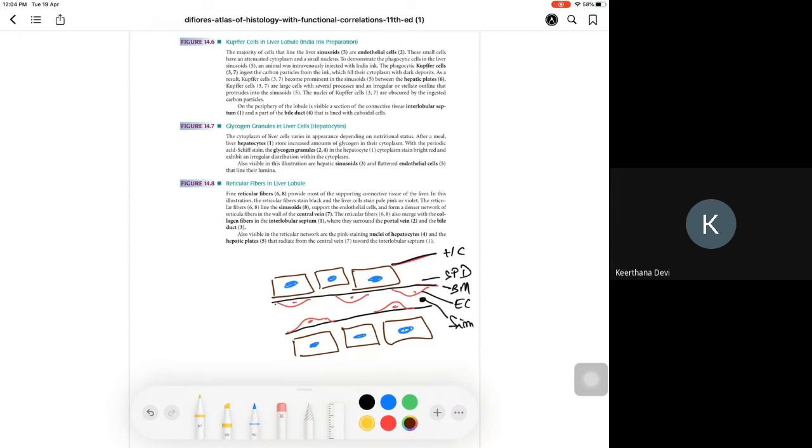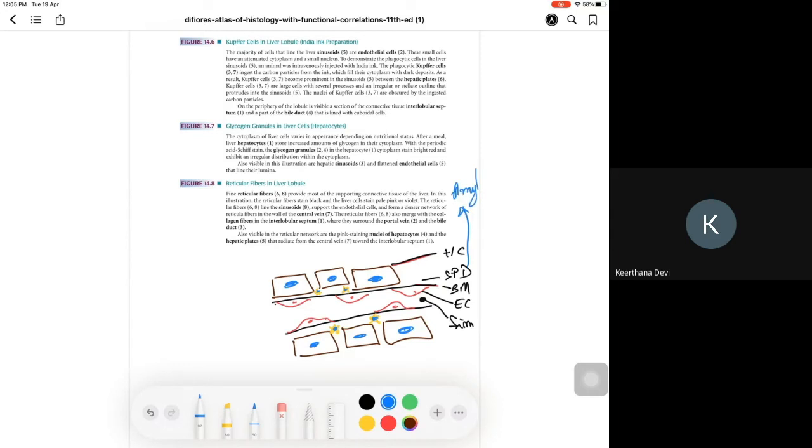Who occupies the space of Disse? We heard of cells of Ito or stellate cells because they are star-shaped cells and they are responsible for vitamin A metabolism, and more importantly, there are no fibroblasts in the liver. These stellate cells are cells of Ito. They produce the fibrous collagenous tissue. They are responsible for cirrhosis development. Another thing is when you see amyloidosis in the liver, it happens in the space of Disse.